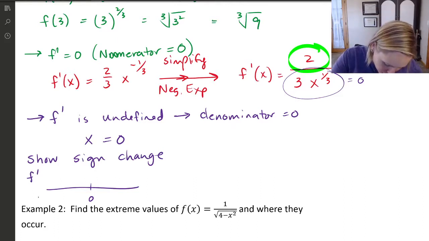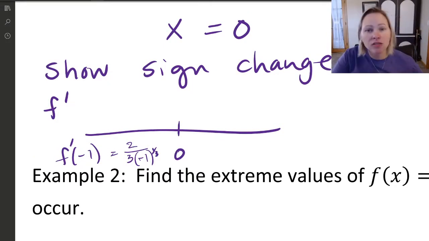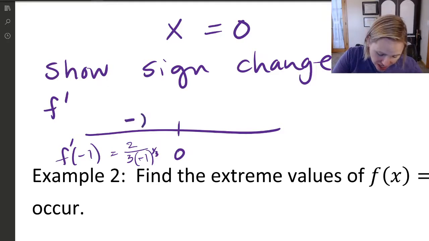So I'm going to do something like f of -1. When I do f of -1, or sorry, f prime of -1, that's going to be 2/3 times -1, and I'll zoom in a little bit here, to the 1/3 power. Well, -1 to the 1/3 power is just -1. So here's what's going to happen. On this side, I'm going to get negative values. So I'm going to put a little minus sign up here above 0.